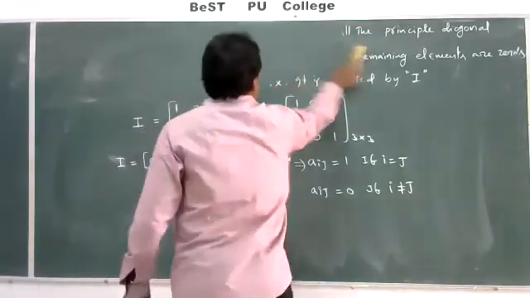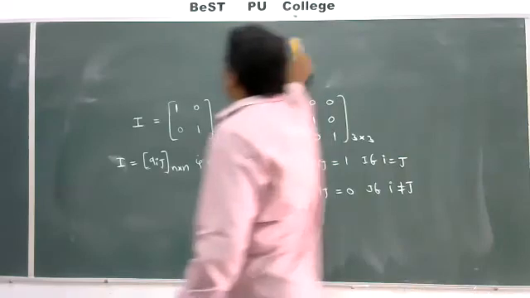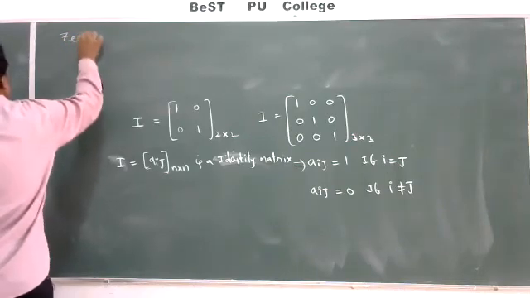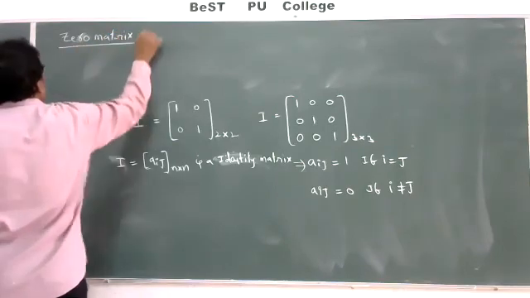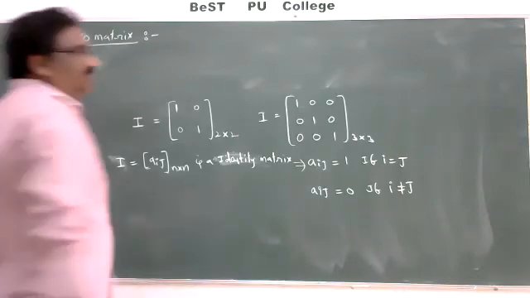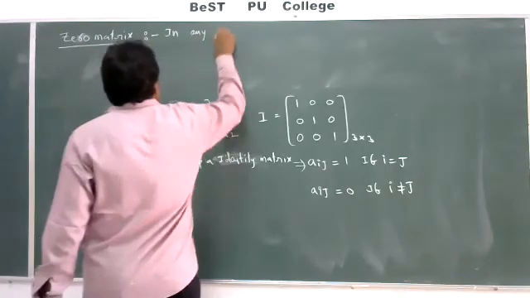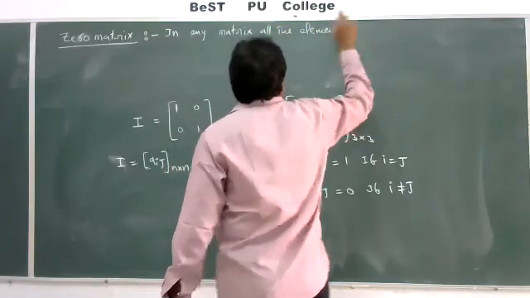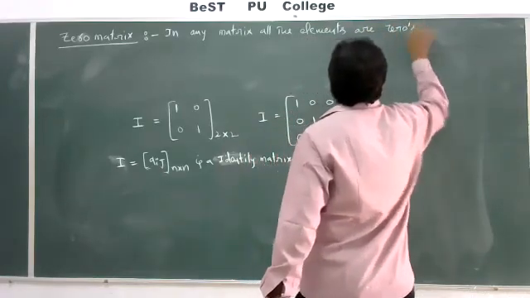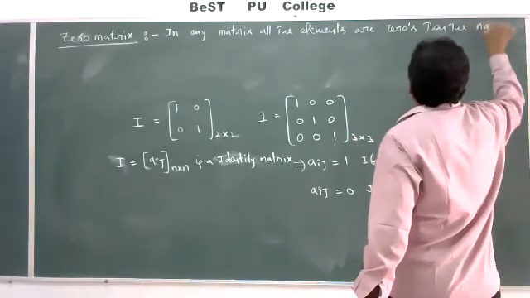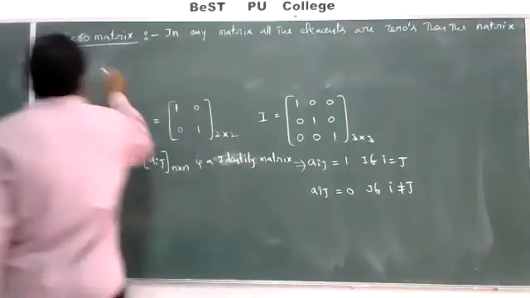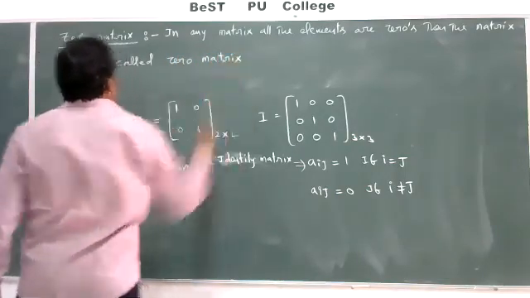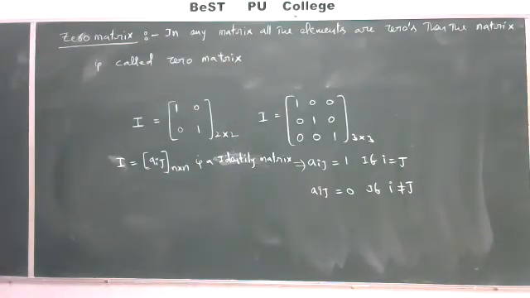Next, zero matrix. In any matrix, if all the elements are zeros, then the matrix is called a zero matrix.